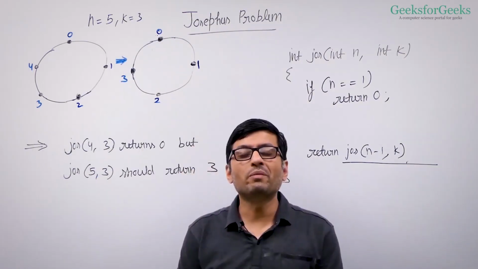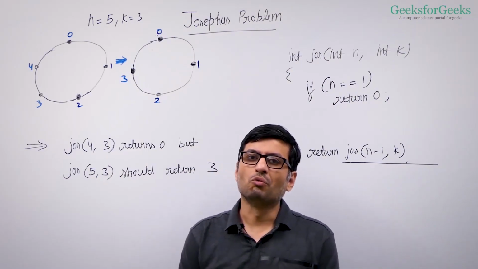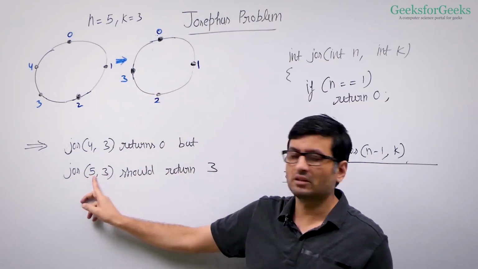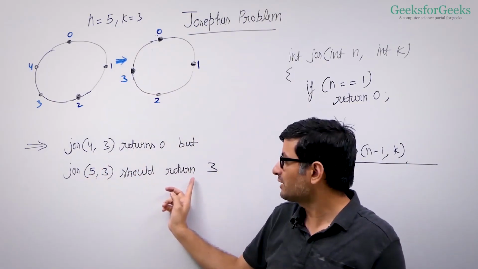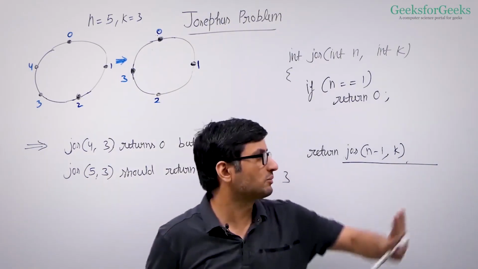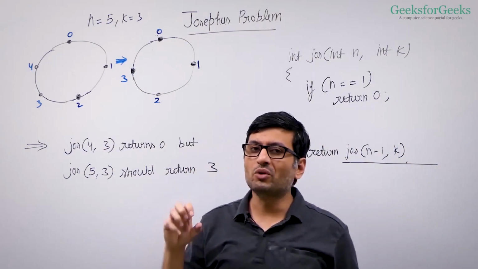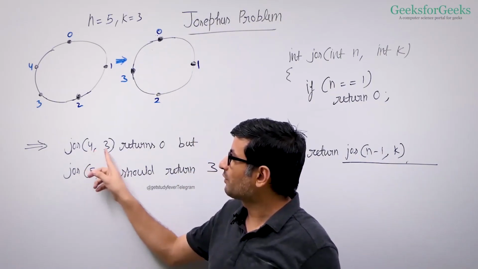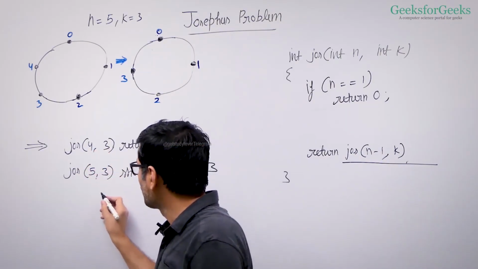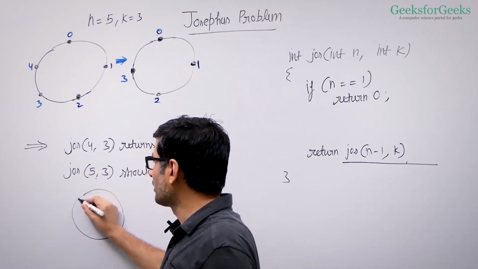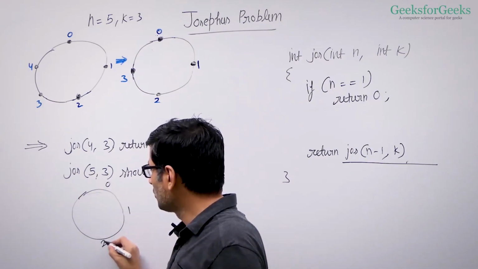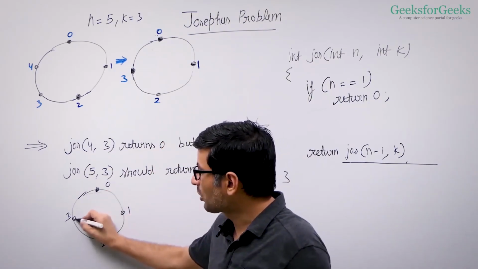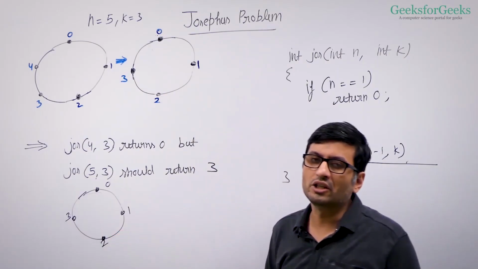When we make our initial recursive call, we make the recursive call for this example as 5, 3, right? And we expect the output as 3, right? That's what is expected from this recursive function. Now when you make the recursive call for n minus 1 and k, which means you make the recursive call for 4, 3, and if you solve this problem for 4, 3, what is the output that you are going to get? So 0, 1, 2, 3. There are 4 people in the problem of 4, 3, right?